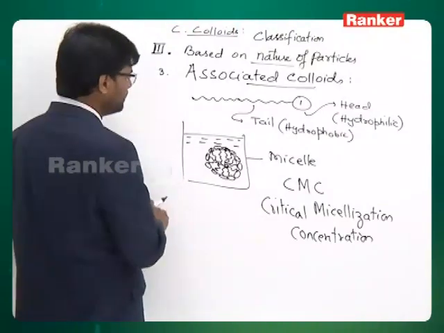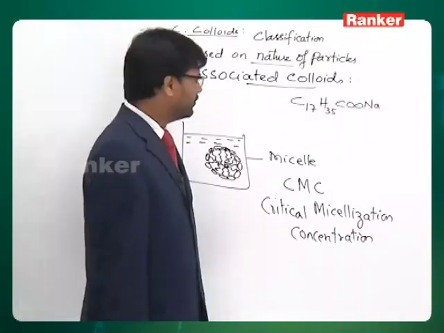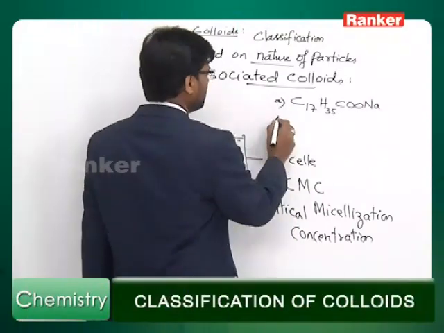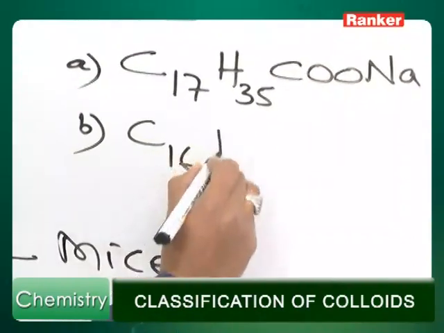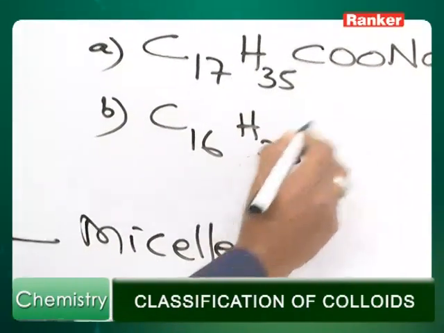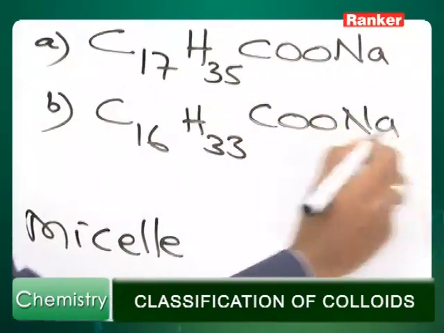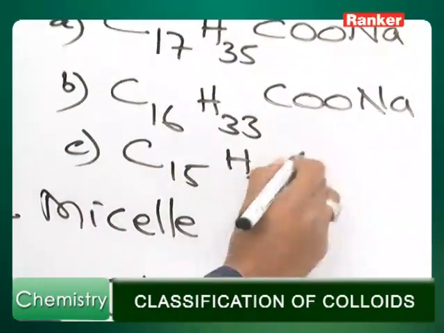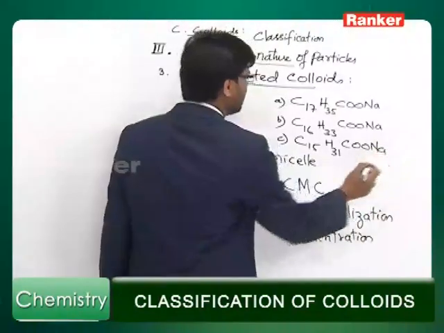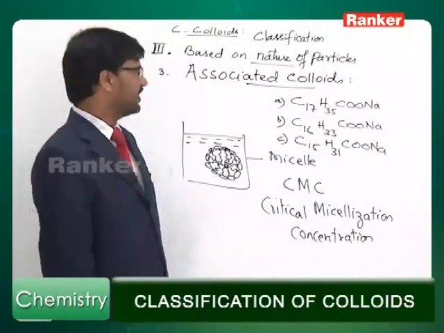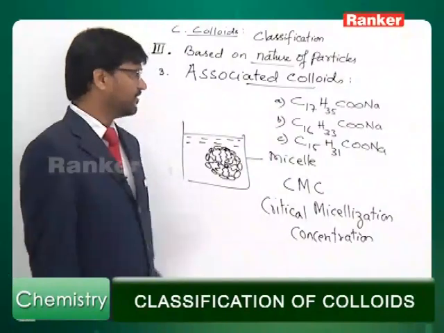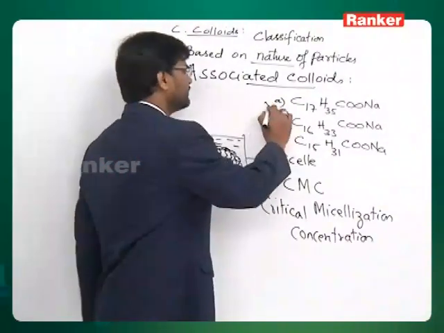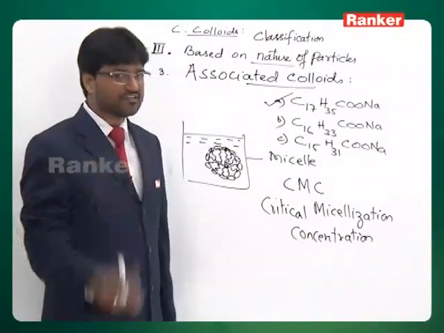So if I give you examples, look at this example. Imagine I have C17H35COONa, then I have another one, C16H33COONa, and then you have C15H31COONa. If different types of soaps are there, then the one with the lowest CMC will be the one with the highest number of carbons. This will have the lowest CMC value.